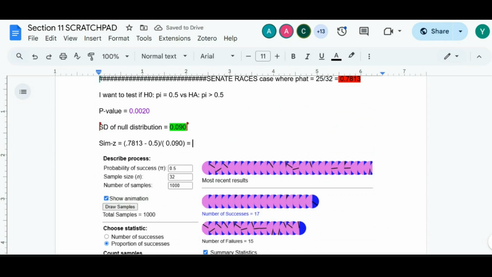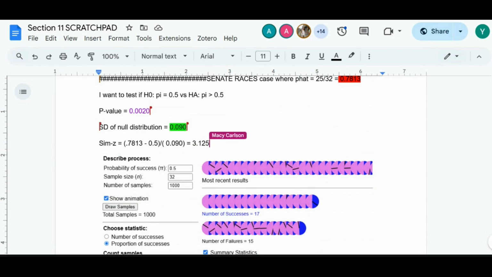0.7813 minus 0.5 over 0.09. You would think in 2025 that AI would be smart enough to calculate this, but it's not. It's still not that good, which, you know, it's not a bad thing. You don't want things to be so smart, honestly. So you still need to copy this and go into an online calculator or something like that. So what is it? Thank you.